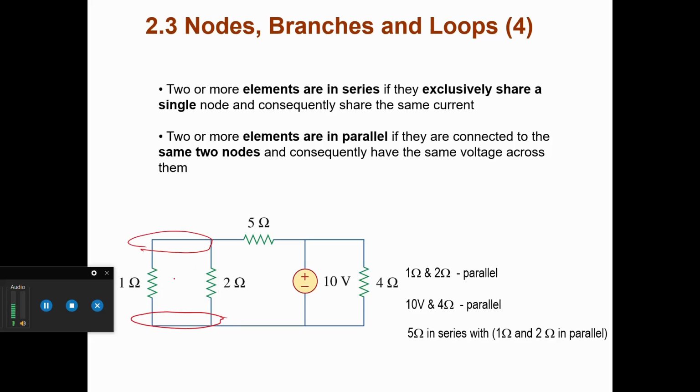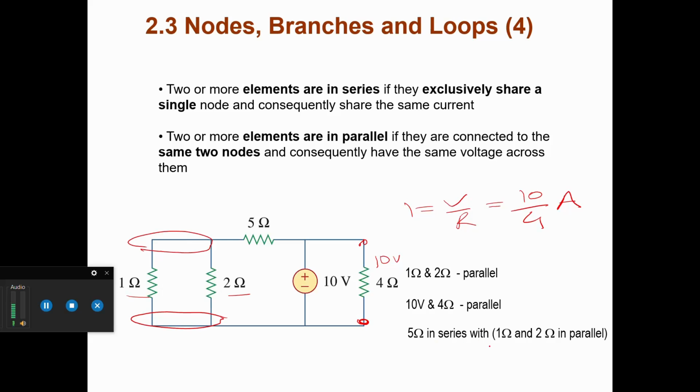So these two resistors, 1 ohm and 2 ohm, are in parallel. Likewise, you can see this 10 volt source is parallel to this 4 ohm resistance, which means the same voltage is going to be available at this node. If the voltage is known, here it is 10 volt, and anybody asks you what the current is, you can say I is equal to V divided by R, that is 10 divided by 4, and basically that many amperes will be passing from this end.